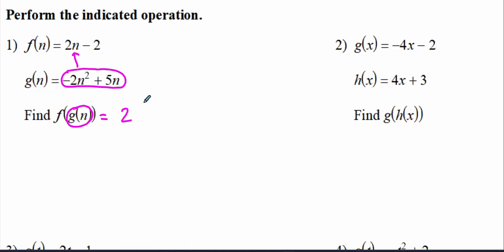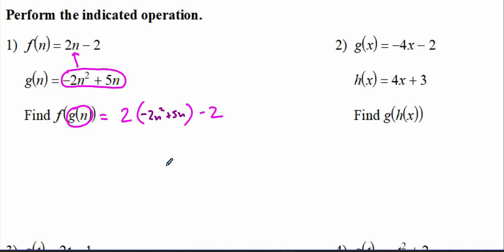This is like 2 of something minus 2. Notice how I wrote this. It's really just the f function. And now I'm waiting to plug in the g inside where normally the letter x or n goes. So this is negative 2n squared plus 5n. And by simplifying, I am creating a brand new function.